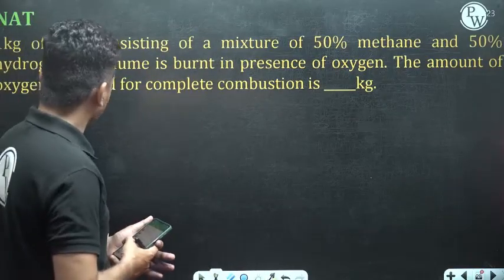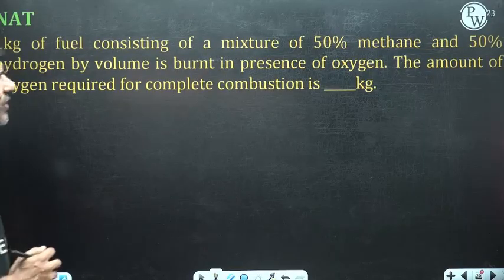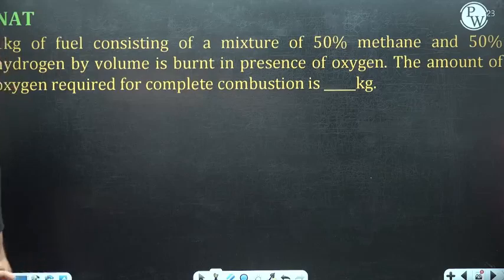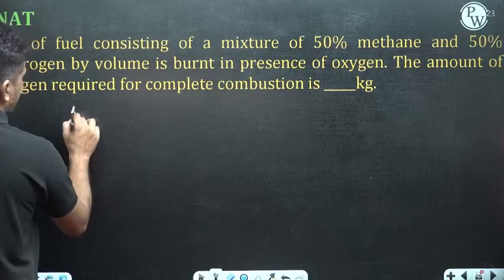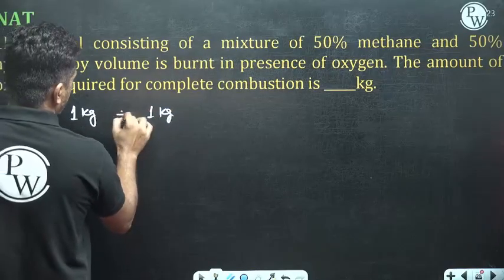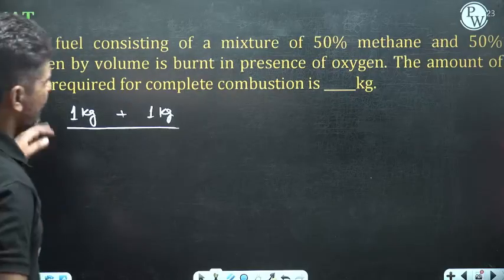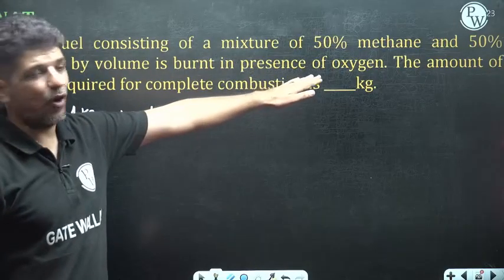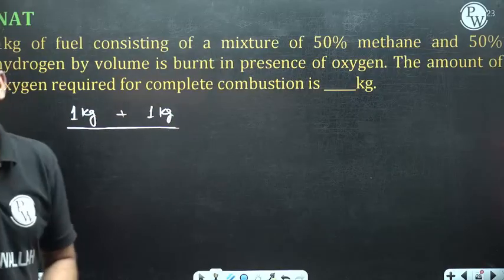Okay. So now the next question, that is easy. It says 1 kg of fuel consisting of a mixture of 50% methane and 50% hydrogen by volume. Both are having 50% each. It is burnt in presence of oxygen. The amount of oxygen required for complete combustion in kg is?